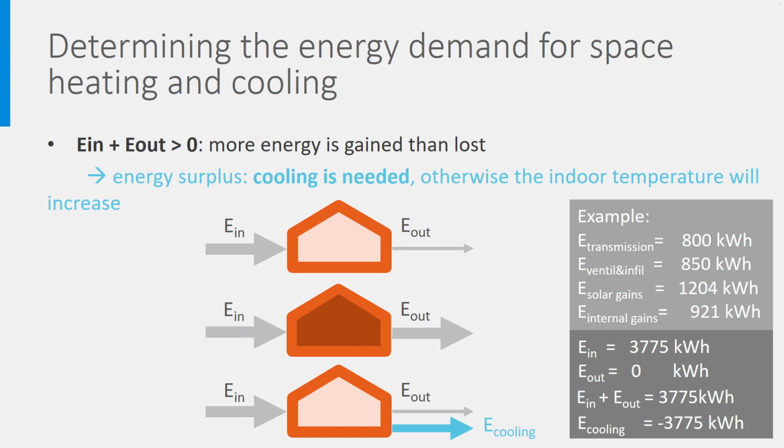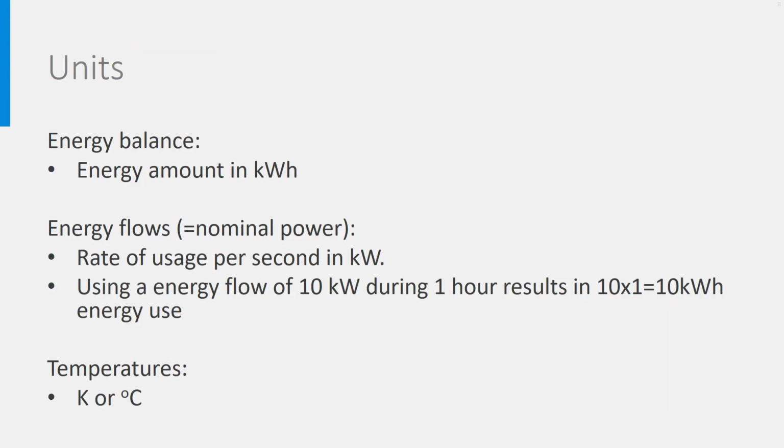3775 kilowatt hour. Mostly we will say that the cooling demand is plus 3775 kilowatt hour. But you know that cooling is removing heat and should be counted negative. So when people say 3775 kilowatt hour cooling, they mean in fact minus 3775. In the former example, we talked about energy amounts in kilowatt hour.